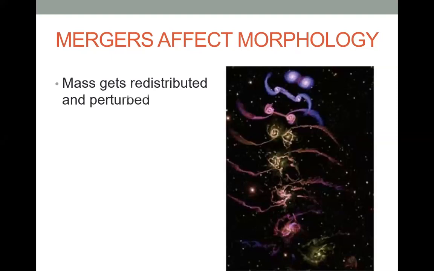But the idea here is that during a collision process, which is actually quite common, compared to, for example, stars colliding, which is quite uncommon, as we'll find out shortly, the gas, the dust, and the stars, the mass within the galaxy, gets redistributed, pushed around, and perturbed, aka disturbed, as a consequence of the gravity between the two objects.